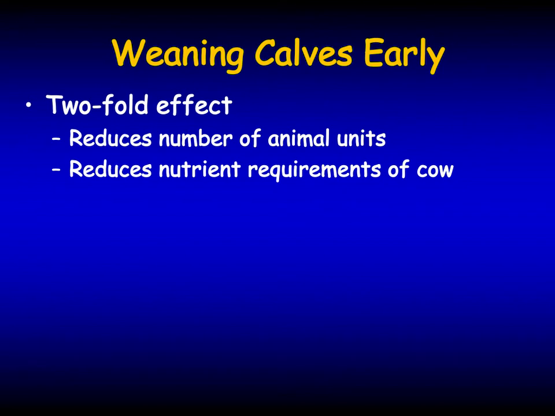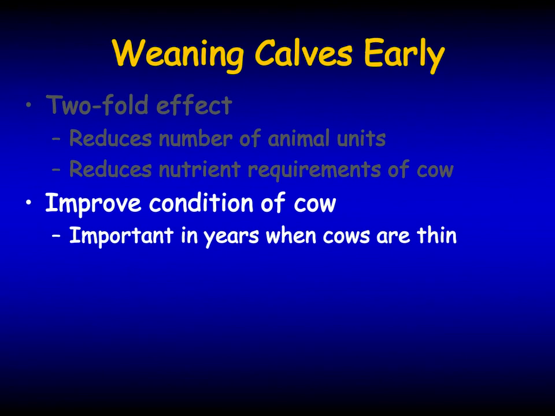4 months is ideal. And this is going to do 2 things. It's going to reduce the number of animal units you have per acre, and it's also going to reduce nutrient requirements of the cow, and pretty significantly. I'll show you in a minute. It can improve cow condition. If cows are starting to get pulled down because of the drought, removing those calves is going to help maintain that condition on those animals.